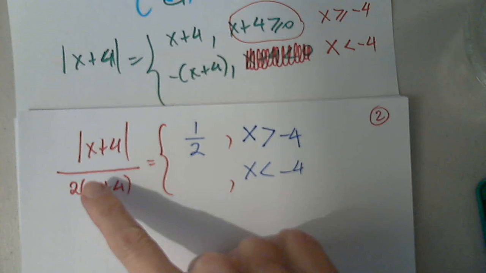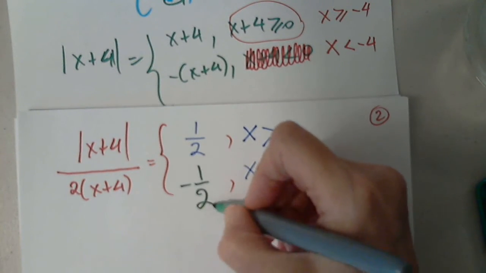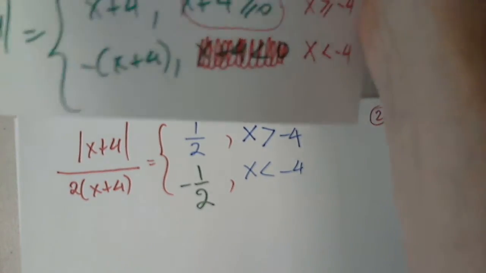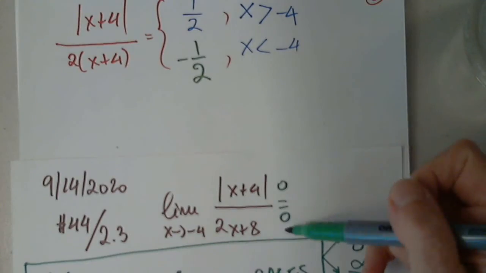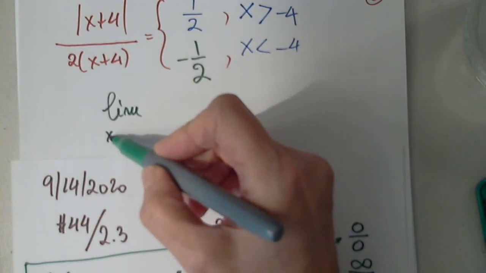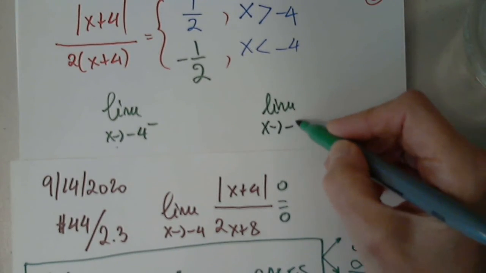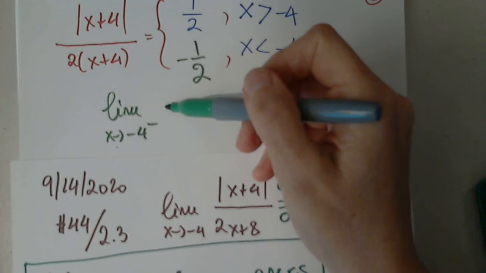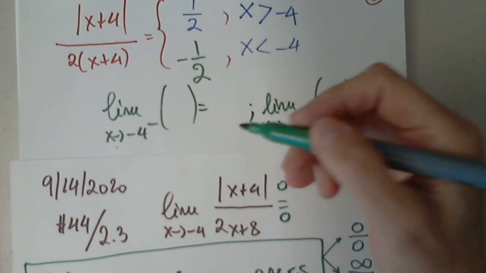If the top is negative x plus 4 and the bottom is 2 times x plus 4, what should the answer be? -1/2. Excellent. After I simplify this function, I can go back to the limit, finally. And I can write, since it's 0 by 0, I'm looking at the limit as x approaches -4 from the left, and the limit as x approaches -4 from the right.